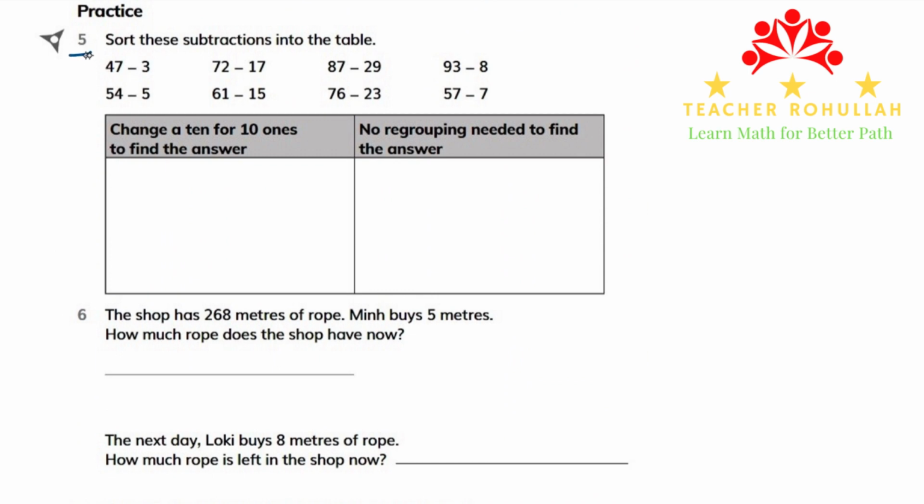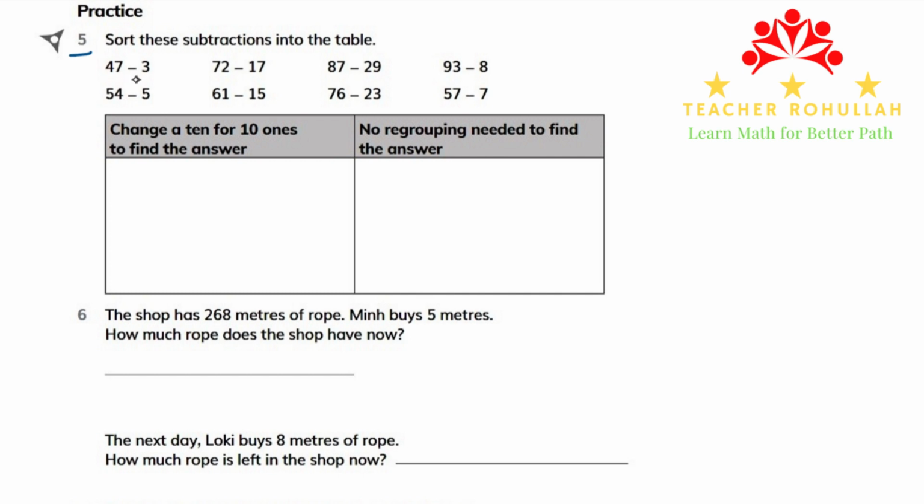In question number 5, it says, sort these subtractions into the table. Here on the left side, it says, change a 10 for 10 ones to find the answer. No regrouping is needed to find the answer, we have on the right. So from the numbers which are given here, the ones that we have to regroup, we have to put to the left, and the ones that we don't need to regroup, we have to put on the right. We don't have to do any calculations here. We just need to sort the numbers.